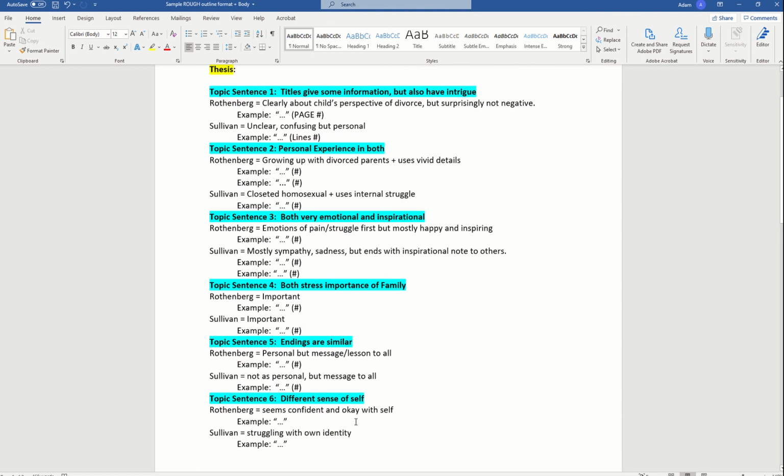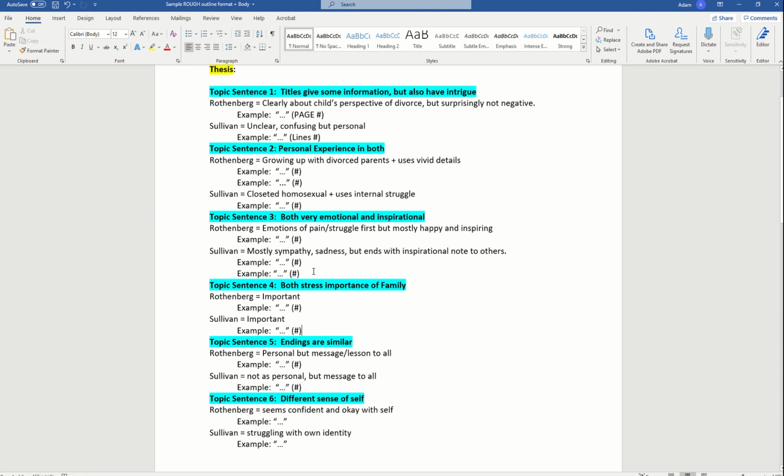So a couple things to notice. One, some of these have multiple examples for each author. Some have just one. That's completely up to you. The more evidence you provide, the more thoroughly you're going to prove your point. Just at the bare minimum, you need one quote per author per paragraph.